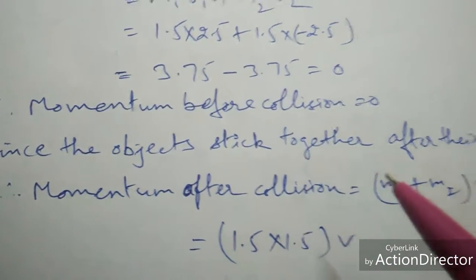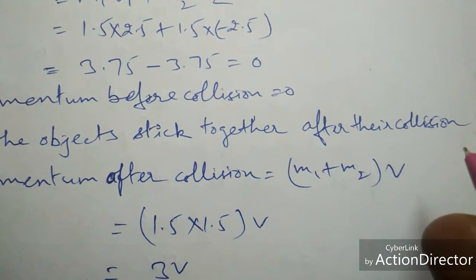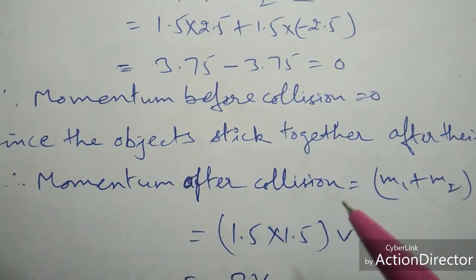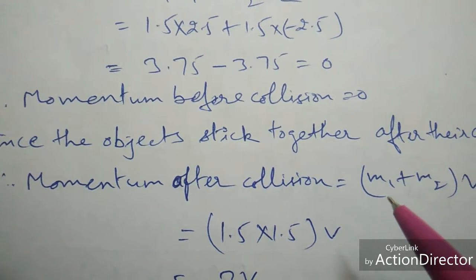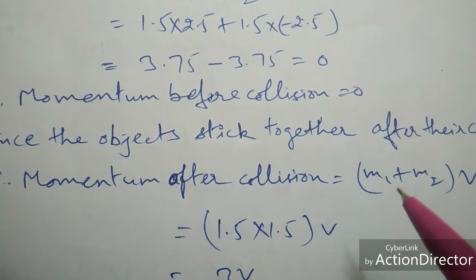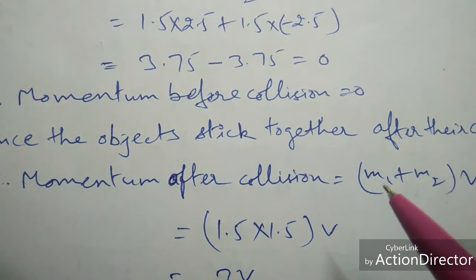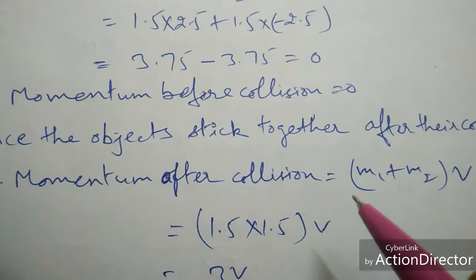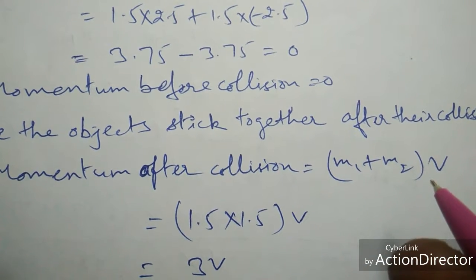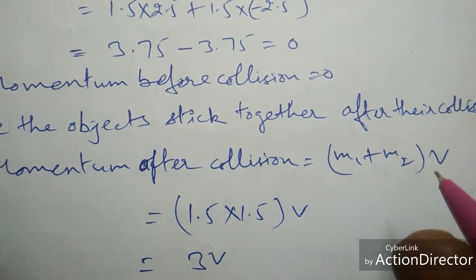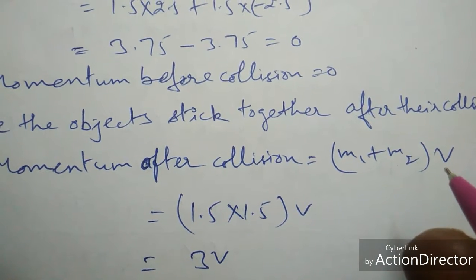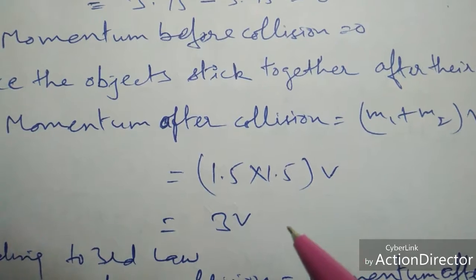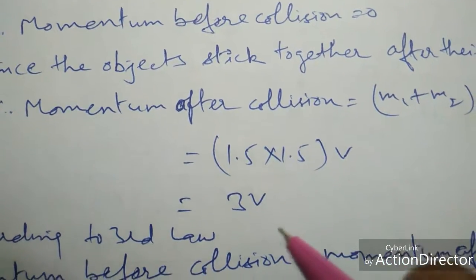Since the objects stick together after their collision, the momentum after collision will be: we will add the mass of both because they stick together, so they will become one. So we will add their masses, that is m1 plus m2, into v, the velocity which we have to find out. So putting the values, the momentum after collision is equal to 3v.